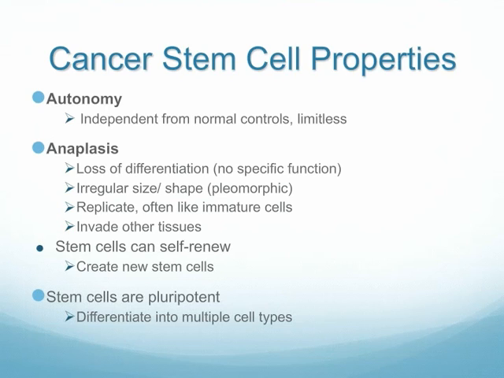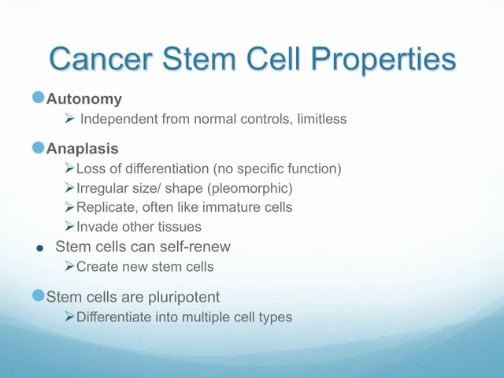There is a loss of differentiation, so there's no specific function to that cancer, although in some cases that cancer can take on functions of the cell type that it differentiated from. So for example, maybe there is a cancer that is forming on the adrenal gland, formed from adrenal tissue initially, and that adrenal tumor is secreting some of the hormones that we would get from the adrenal gland, like corticosteroids and our catecholamines. There's an irregular size, irregular shape to our cancer cells. They can replicate often like immature cells without having any kind of particular function to them.